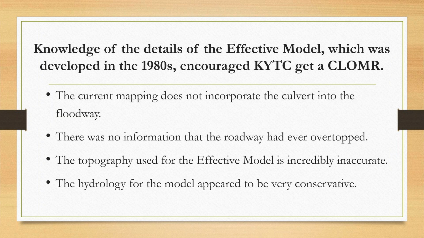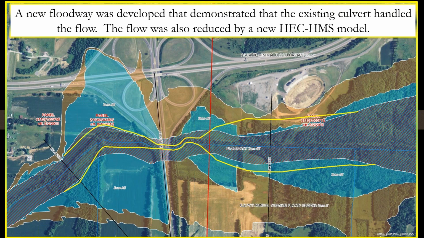And also I had personal knowledge that the hydrology, we were always very conservative. That could definitely be improved upon if we tried to make the numbers that were used back in the 80s better. So we did do a CLOMAR. We did come up with a new model, and here it is. And you can see that the floodway now goes through the culvert, which is what it has been doing. And then it comes back in and ties back in. So this is the change that we made in the mapping.